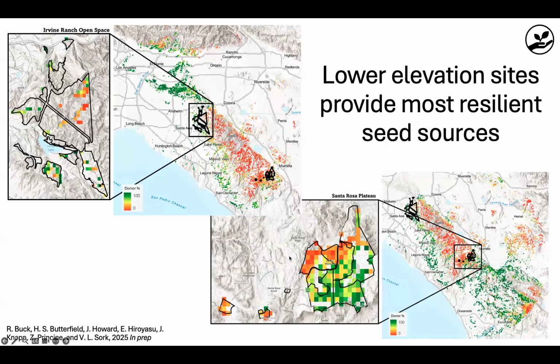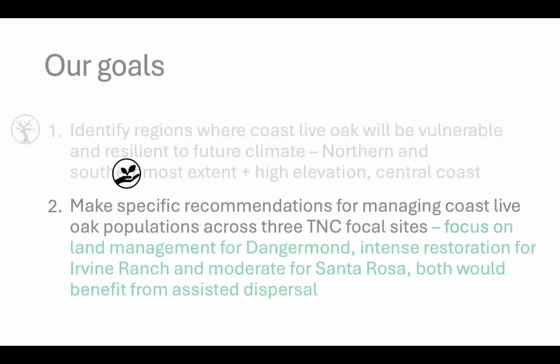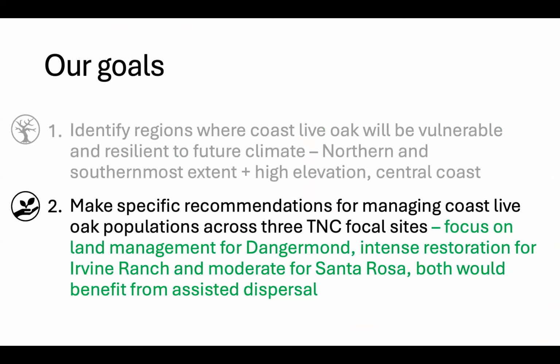And we're finding similar patterns for Irvine Ranch and Santa Rosa Plateau. We're finding resilient seed sources within the range, and not so great seed sources within the range, but also seed sources from beyond the range, right? So still local, but if for some reason you want to get outside of the range or you don't have access, you can expand this and find seed sources that will boost resilience just outside of the range. And so we wanted to make specific recommendations for managing these 3 sites.